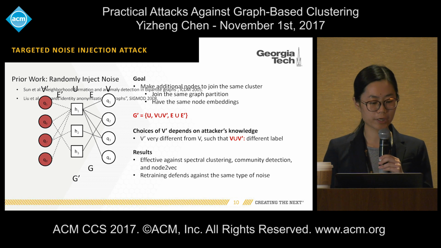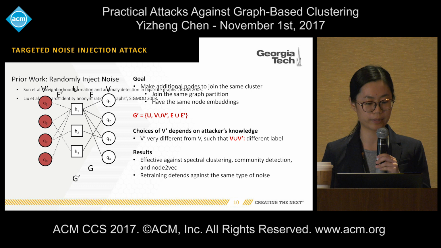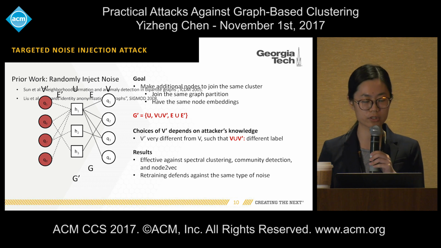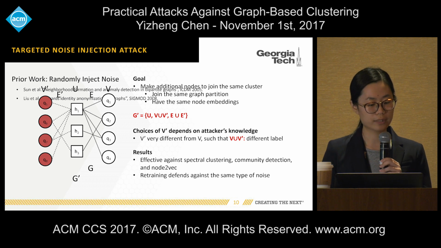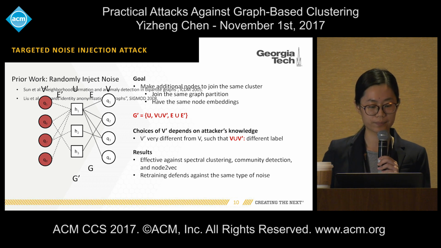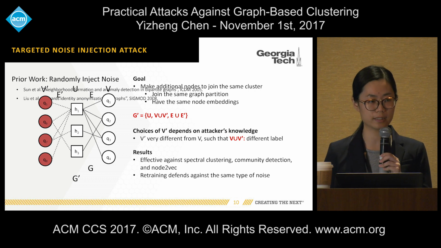Now, our first targeted noise injection attack improves upon prior work. Instead of randomly injecting noise into the global graph, we inject noise in a targeted way. Recall that the attacker's goal is to make additional nodes join the same cluster the attacker has control of. The attacker starts with this bipartite graph again, with hosts on one side, querying domains on the other side. And then the injected noisy nodes will need to join either the same graph partition, or these additional nodes should have the same node embeddings.